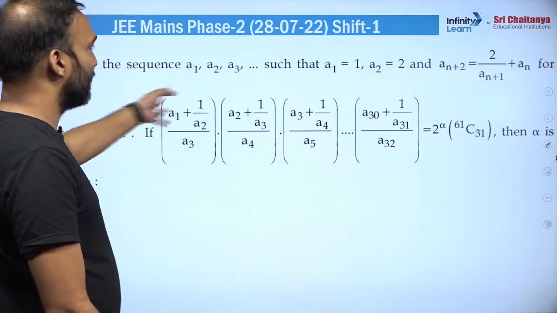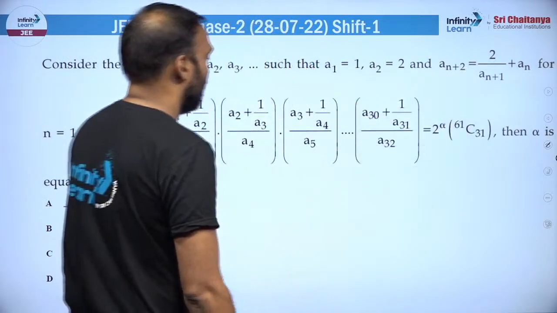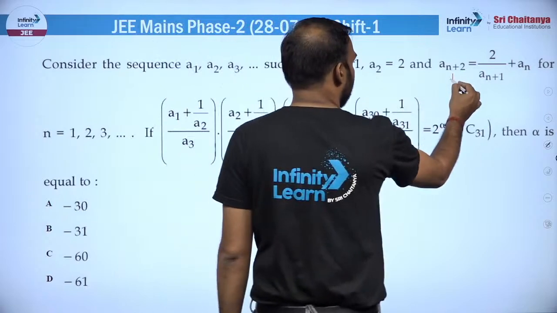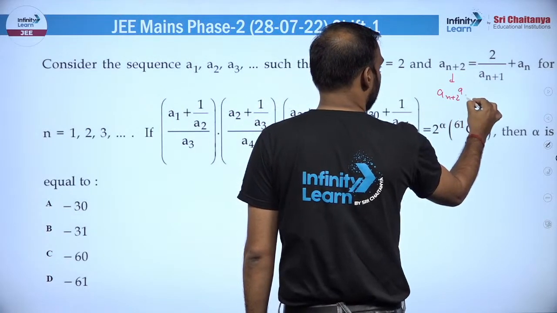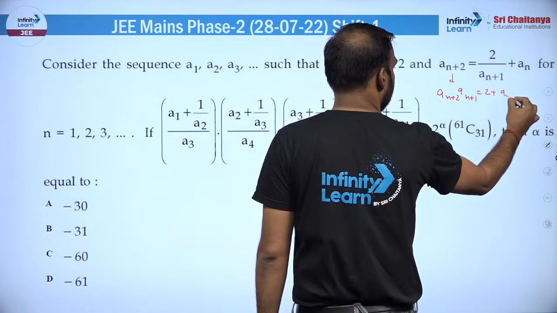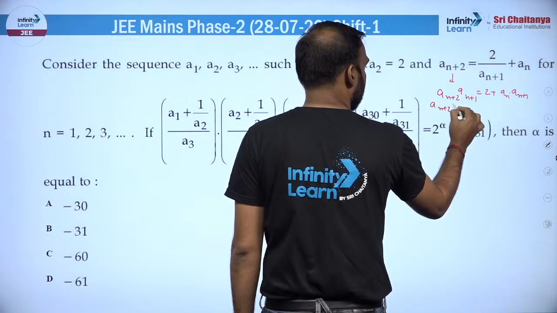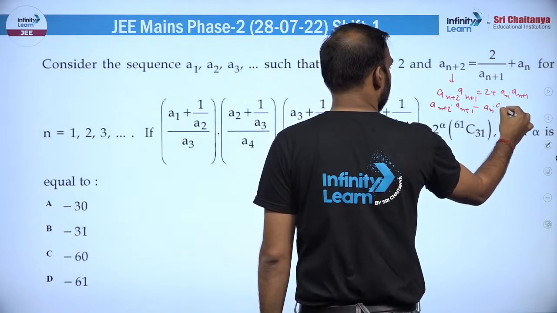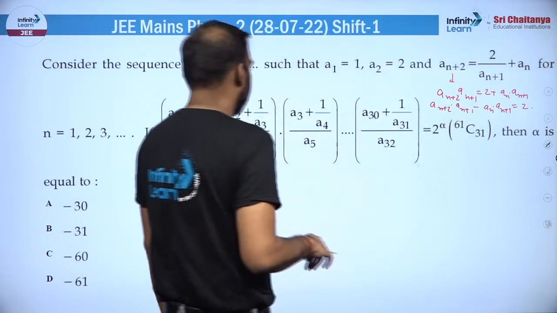In our example from sequence and series, A1 is given, A2 is given, and some relation between An, An plus 1, and An plus 2 is given. So first we'll simplify this one, right? Let's cross multiply this. So I'll get An plus 2 into An plus 1 equal to 2 plus An into An plus 1. So An plus 2 into An plus 1 minus An into An plus 1 is equal to 2. Right, so we'll use this afterwards.